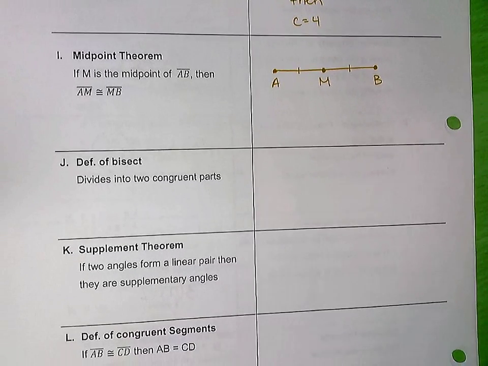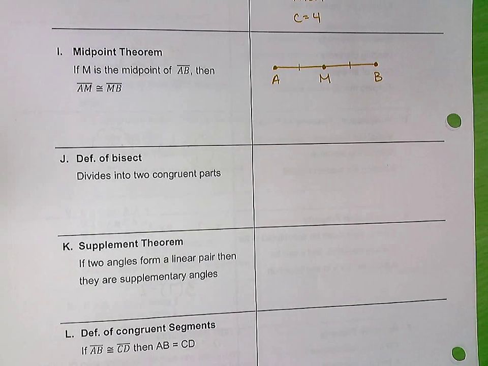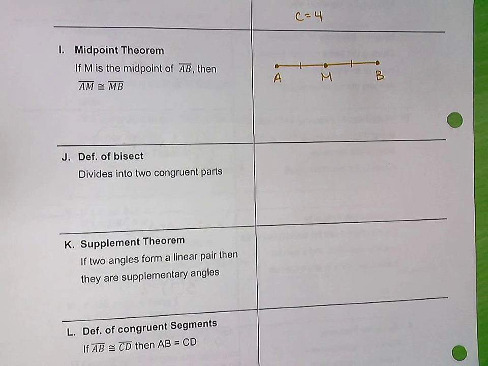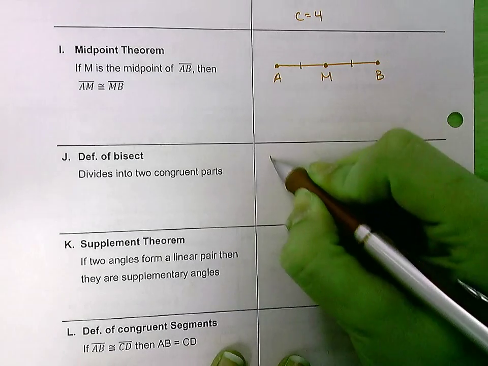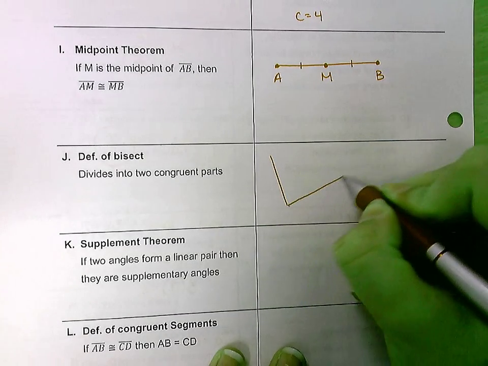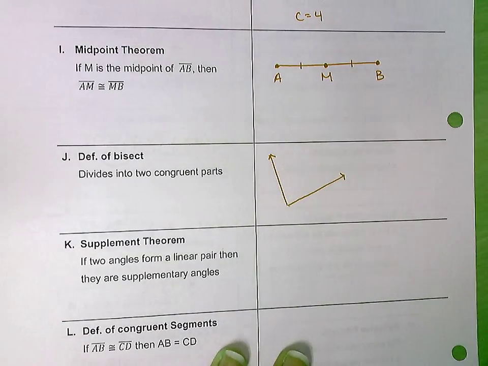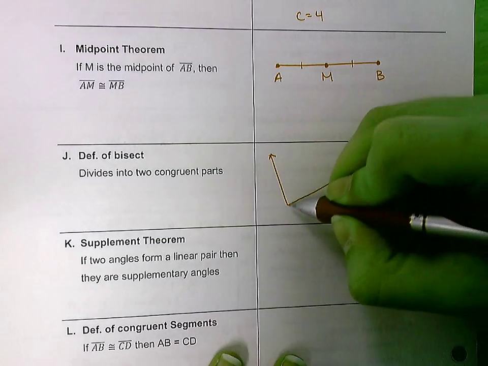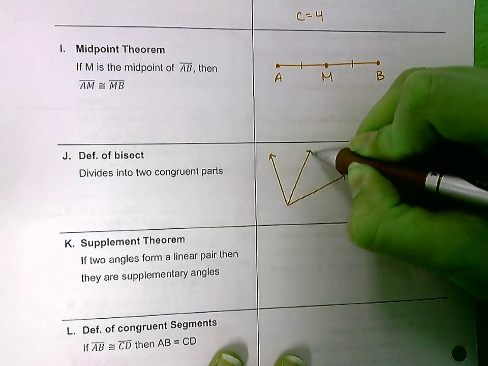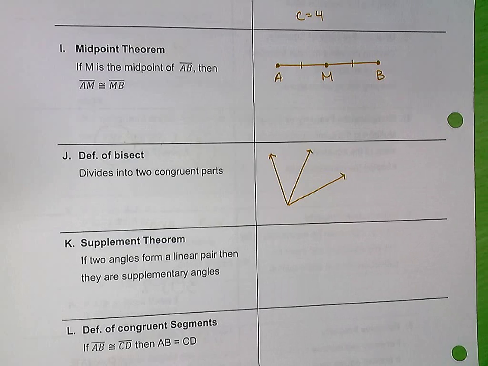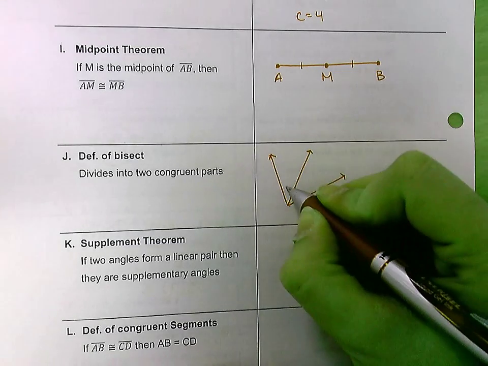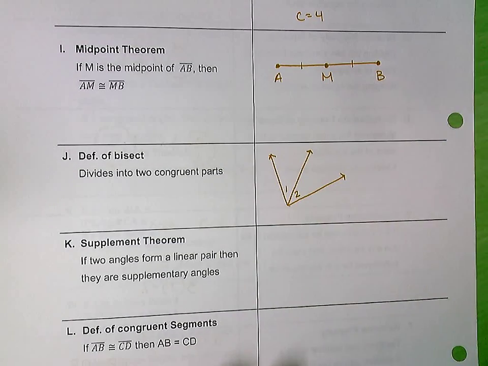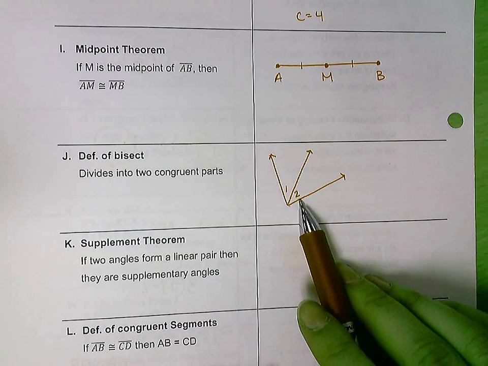The next one is definition of bisect. This divides something into two congruent parts. We usually use it with angles. So if I have an angle drawn in here, and I draw a ray that bisects that angle, that splits it into two different angles there. So I have angle 1 and angle 2.